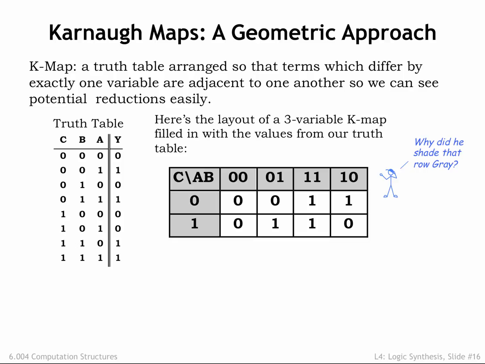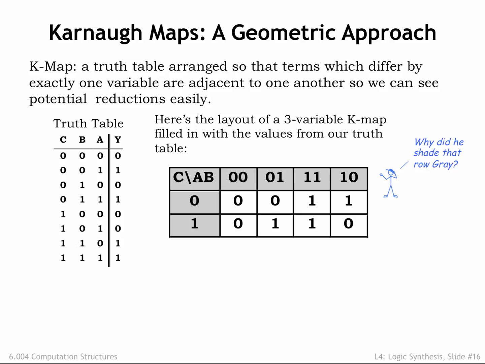When trying to minimize a sum of products expression using the reduction identity, our goal is to find two product terms that can be written as one smaller product term, eliminating the don't care variable. This is easy to do when the two product terms come from adjacent rows in the truth table.